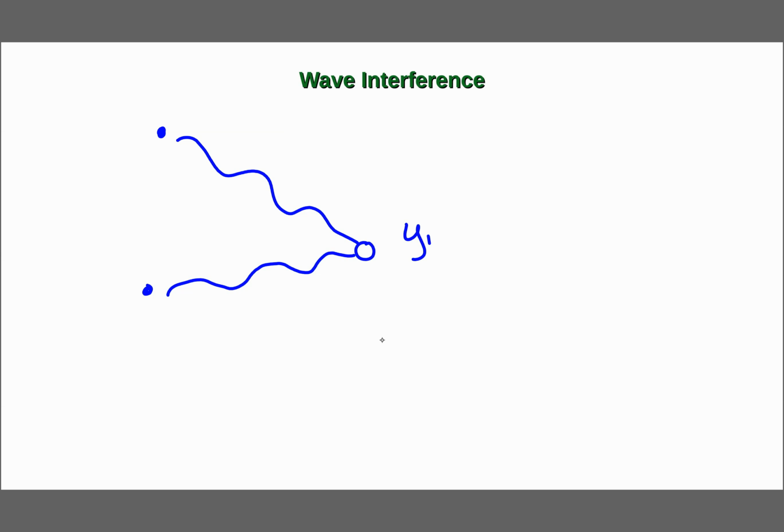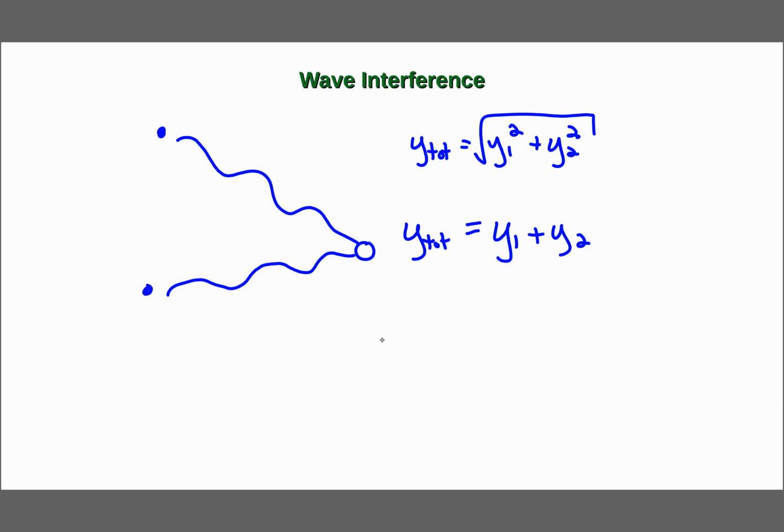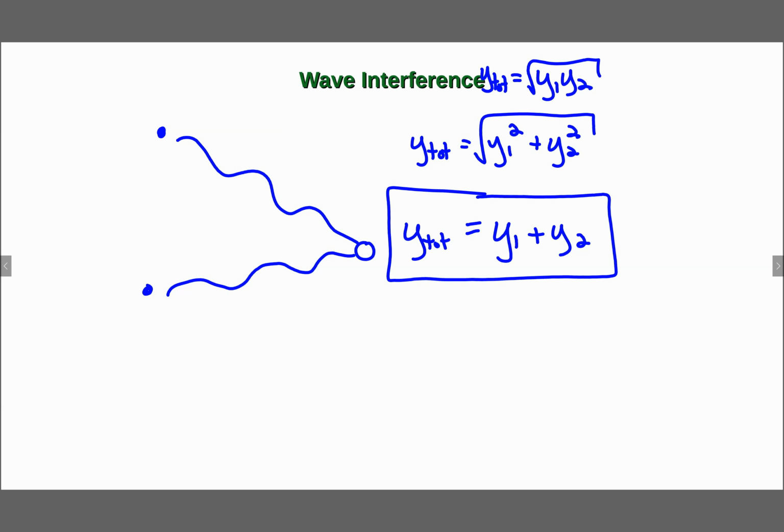So my wave function for the two waves together, y total, is just y1 plus y2. Okay? Now, things don't always work like that, right? Sometimes when we go to add different things, our y total might look like the root of y1 squared plus y2 squared, or it could look like the root of y1 times y2. That could be y total. There are lots of ways that things could work, but for something like waves, they obey superposition, and superposition says that they work like this. You just add them up.